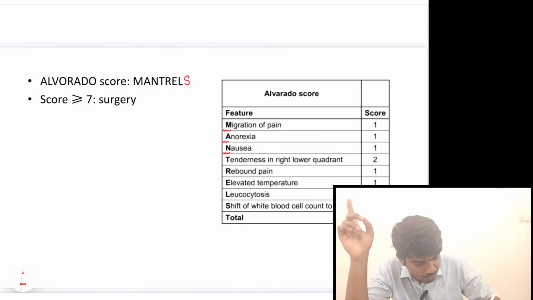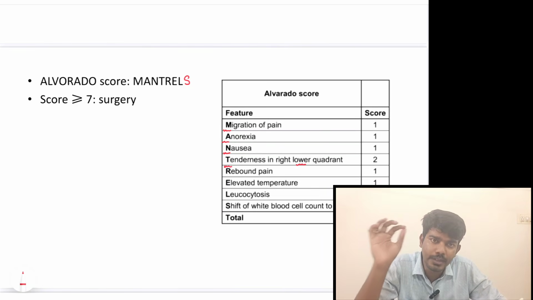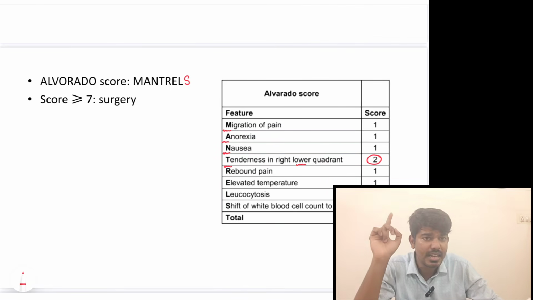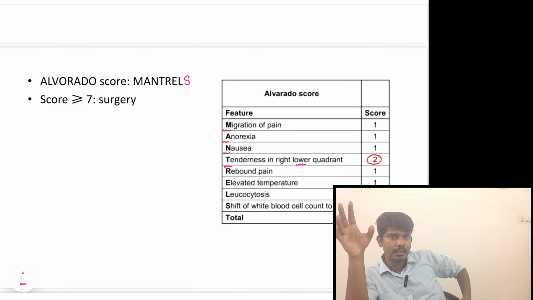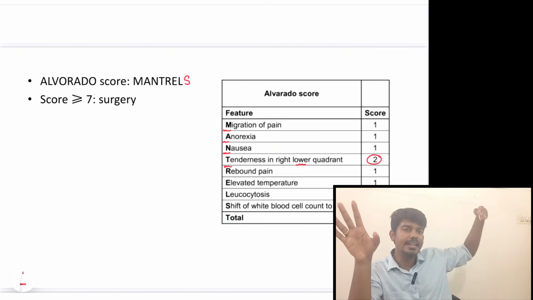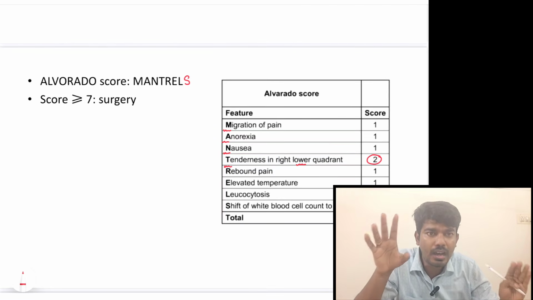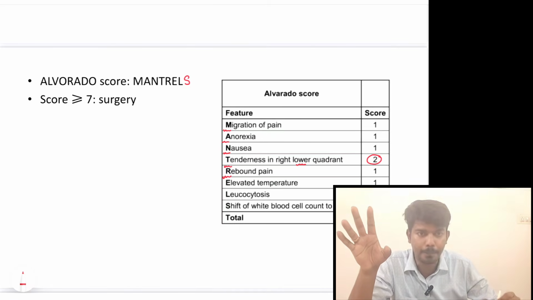Next, T stands for tenderness in the right lower quadrant. Okay, that is very much important, so it is given 2 points. Next is rebound sign. What is this rebound pain? On pressing, the patient will be having pain. On releasing, if the patient is having pain, that is called rebound pain or rebound tenderness. That is also suggestive of acute appendicitis.